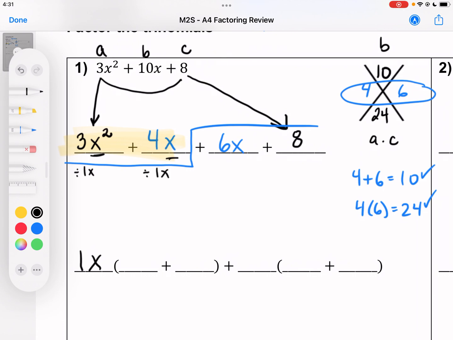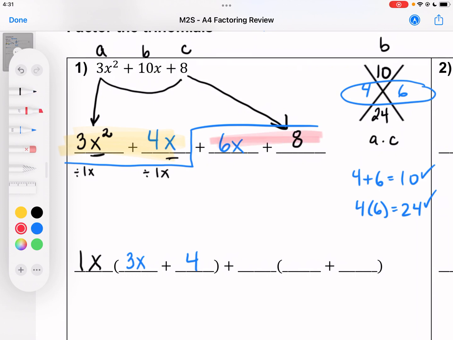So 3x squared divided by 1x is 3x. I'm going to do a different color though. 4x divided by 1x is 4. Now we're going to do the same thing for the next two pair.